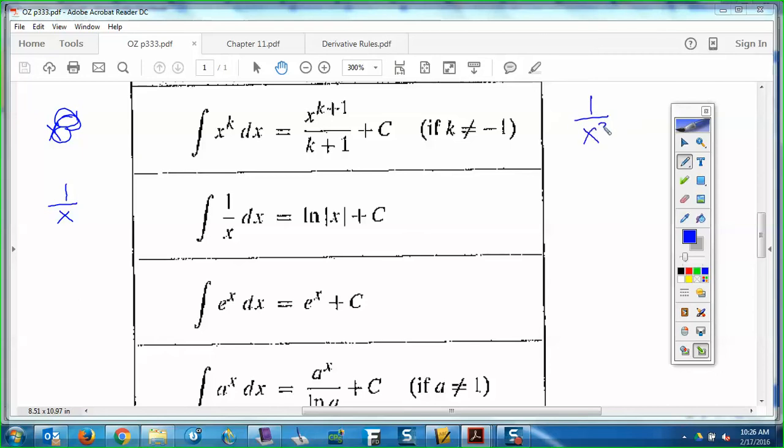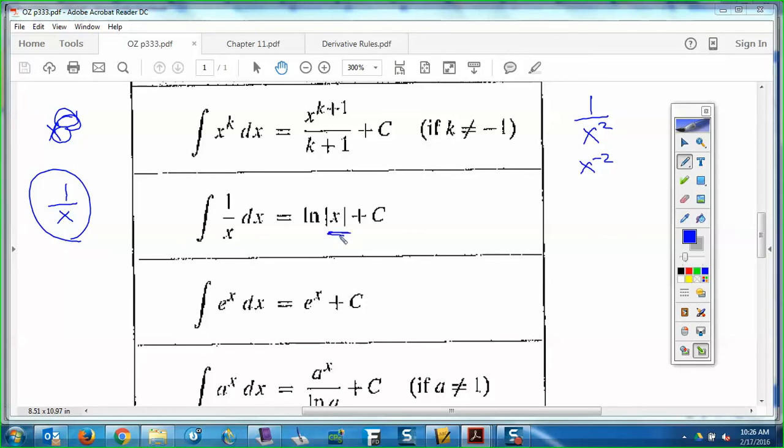Now, I think there were some people on the quiz that ran into some trouble. If you have 1 over x squared, is the antiderivative of that going to be a natural log? That's not natural log. That's a power rule. You write that as x to the negative 2. The only time you've got natural log is when it's 1 over x to the first, right? Natural log is not used when it's squared or cubed or something like that. Okay, that's power rule.